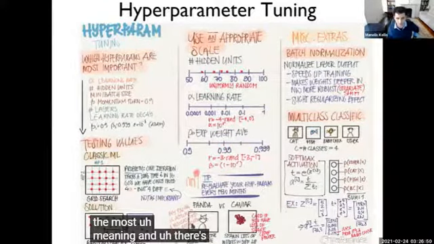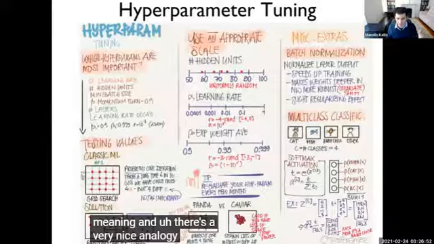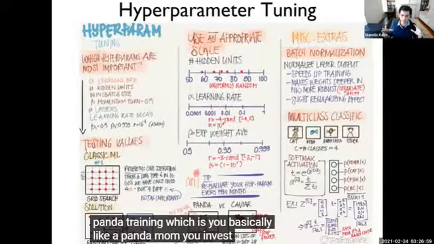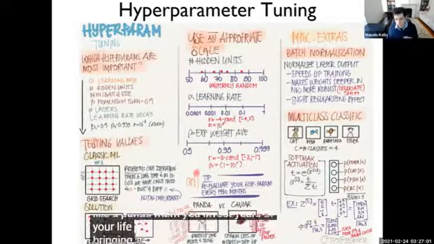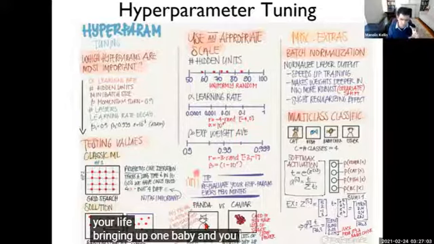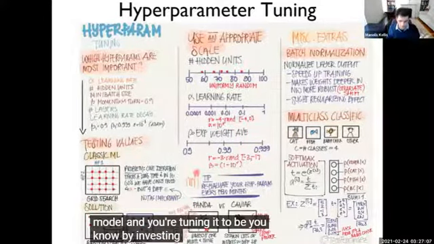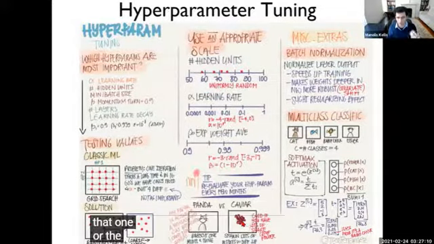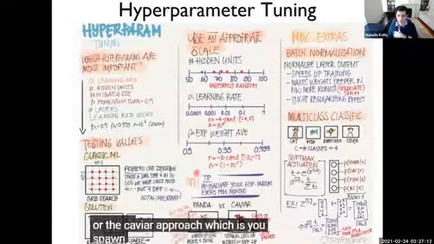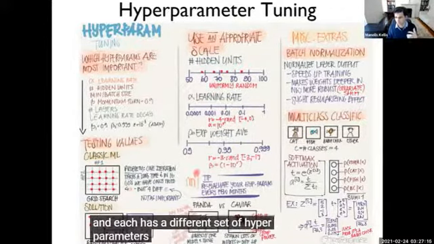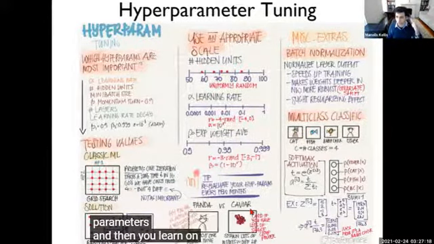And there's a very nice analogy of the panda training, which is you basically, like a panda mom, invest years of your life bringing up one baby, and you have one model, and you're tuning it by investing all of your energy on that one. Or the caviar approach, which is you spawn lots of models and each has a different set of hyperparameters, and then you learn on those.